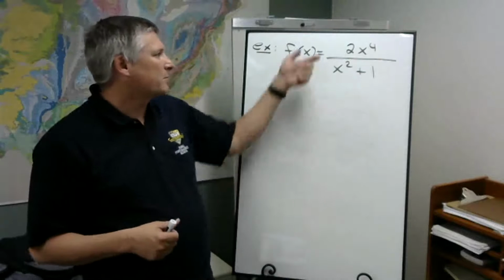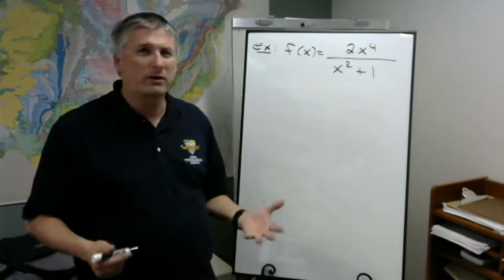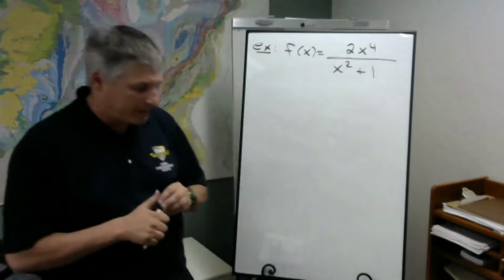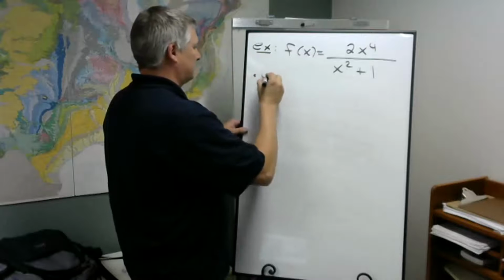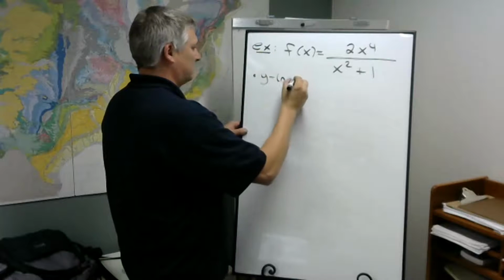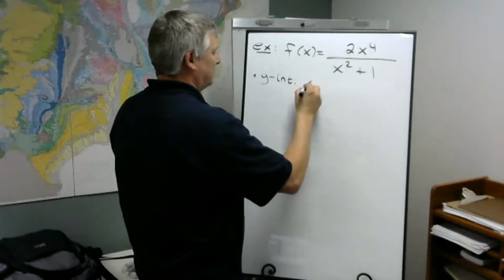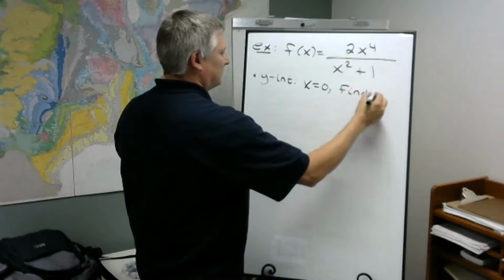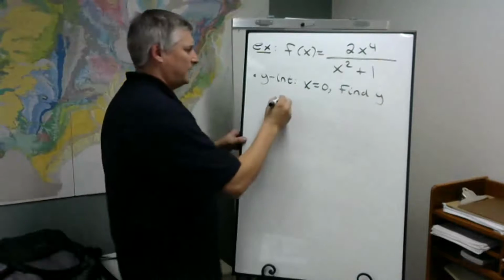We're going to get a situation where P of x is 2 more than Q of x, and that's not one of the options they discuss in the section. So let's go through this one. So y-intercept. Again, with this, we're going to let x equals 0 and find y. So we get this.